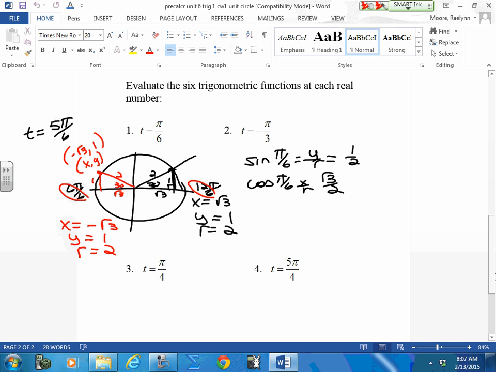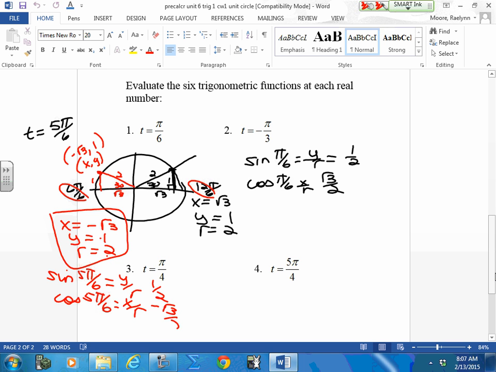Now, from this, you're going to do the same exact thing. You're going to say the sine of 5 pi over 6 is equal to Y over R, 1 over 2. The cosine of 5 pi over 6 is equal to X over R, negative radical 3 over 2. It already comes out with your negative. Your tangent of 5 pi over 6 is Y over X, 1 over negative radical 3, negative 1 over radical 3.